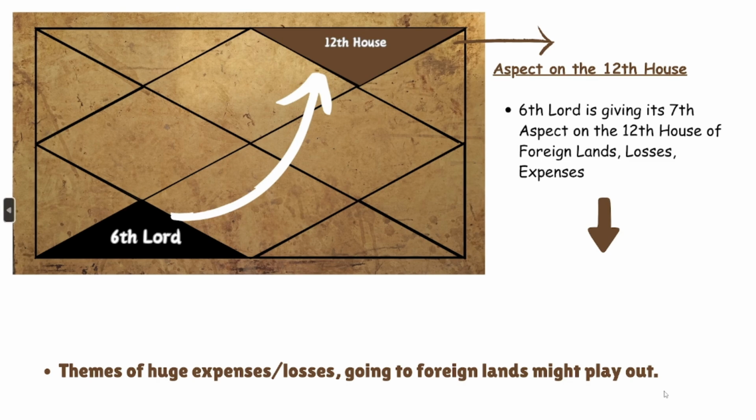Now sixth lord sitting in the sixth house is giving its seventh aspect on the 12th house of foreign lands, losses, expenses. So themes related to getting some huge expense or loss, let's say like a hospitalization cost, or going to a foreign land, because sixth lord of service is seeing the 12th house of foreign land. So let's say some service job in a foreign land. So some of these themes might play out, especially when this dasha period gets activated.